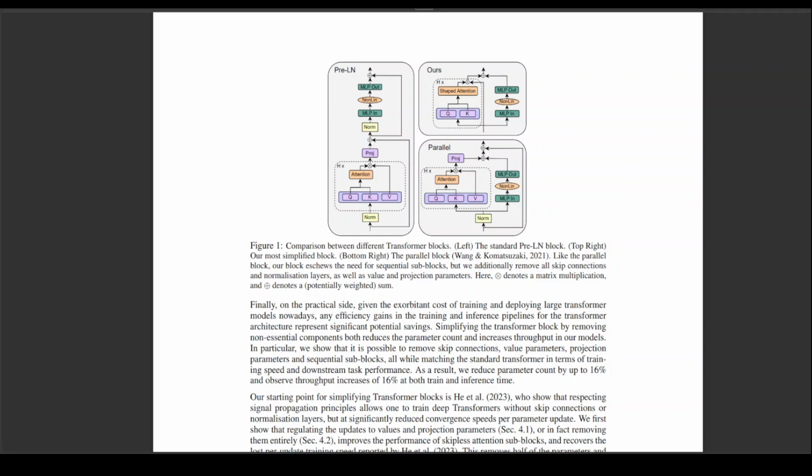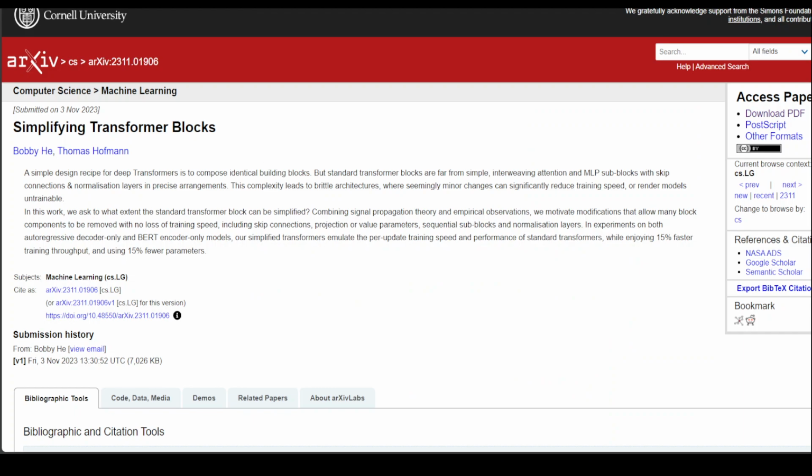So, in a nutshell, this paper is simplifying transformer blocks by removing elements like skip connections without affecting training speeds, resulting in models that are equally effective, even 15% faster, and use 15% fewer parameters than standard transformers. So really groundbreaking research, explained in a very simple, lucid way. So really, hats off to these researchers.